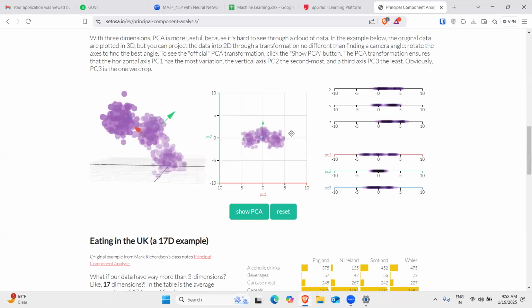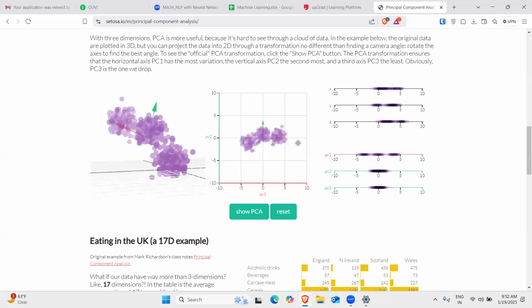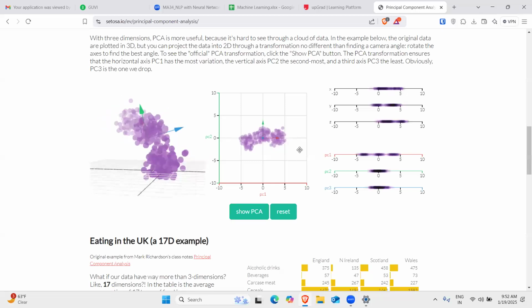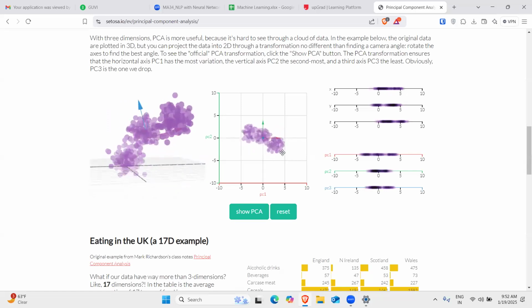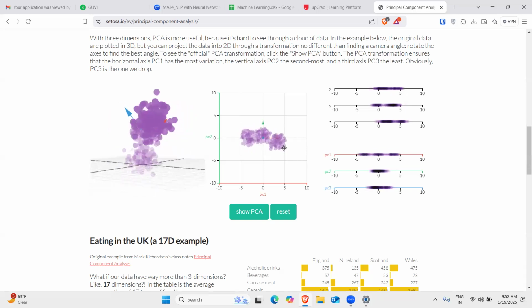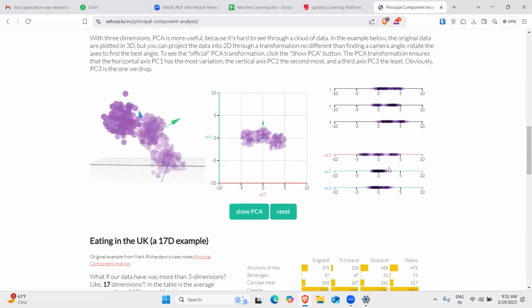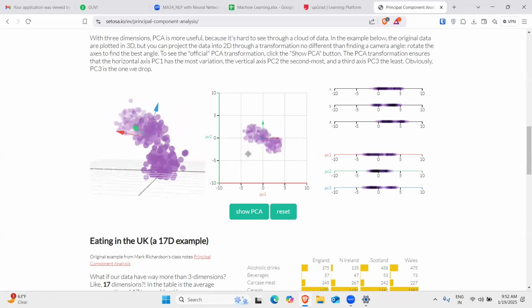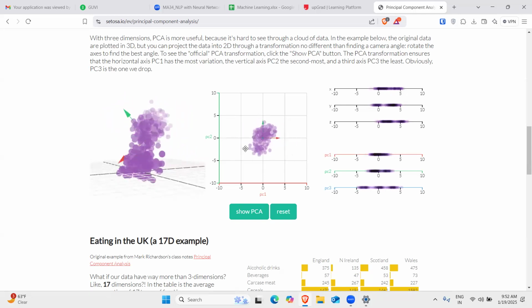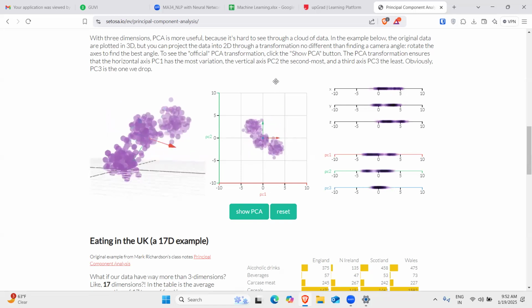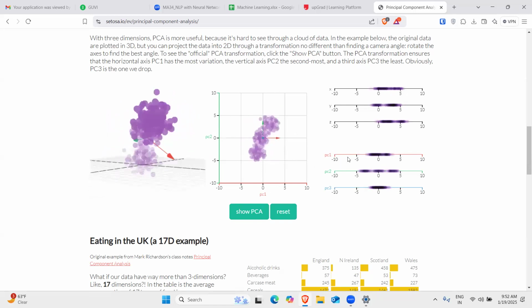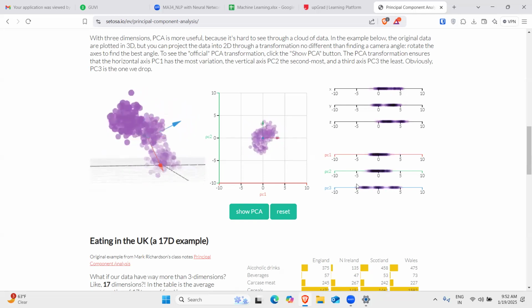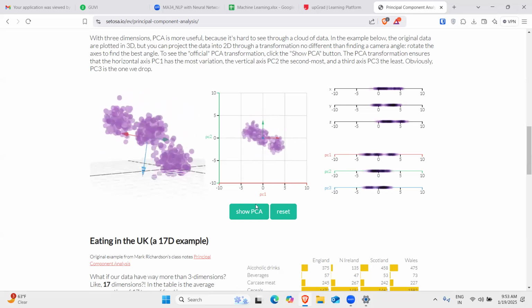Let's try to understand this. I think this is my maximum information, this one. And PC2 is this. So likewise, you have to do this. Your model will perform this; you don't need to worry about it. If you just move your cursor to a different orientation, you can see that your principal component information is also varying.